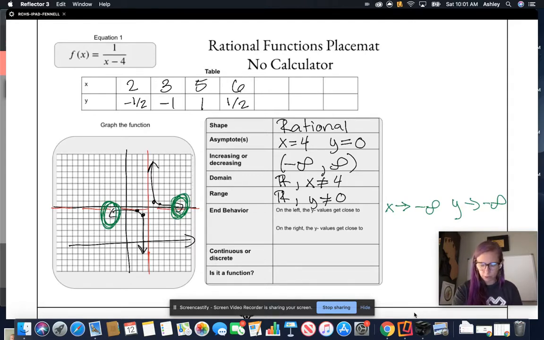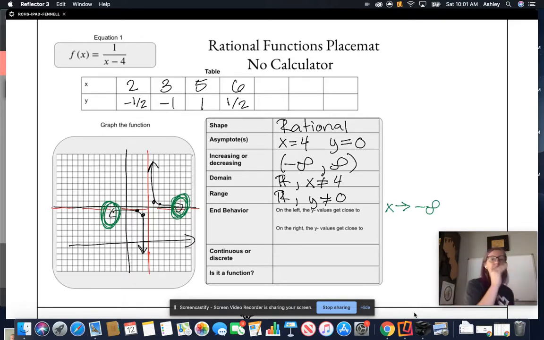Oh, no, not y, not negative infinity. Big mistake. Left is negative infinity for x only, not for y, right? What's my y value doing? So look at this arrow here. Look at that arrow there, right? What are the y values doing? Well, they're rising. They're actually going up.